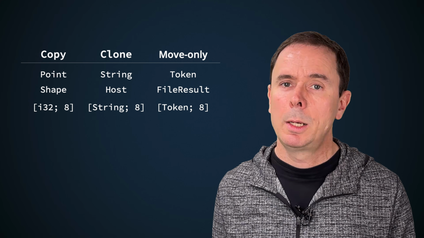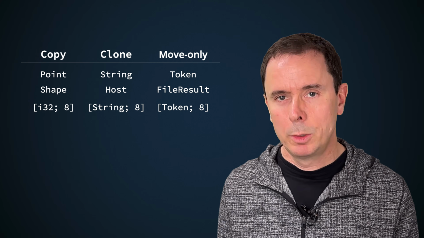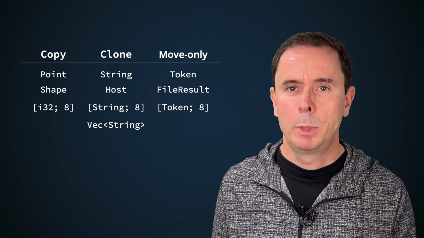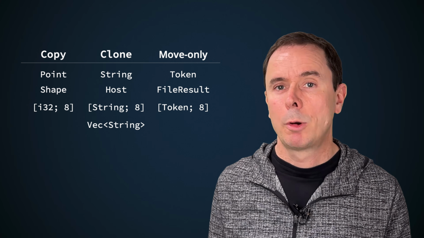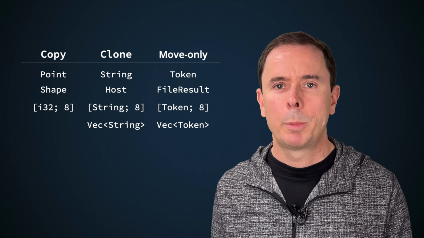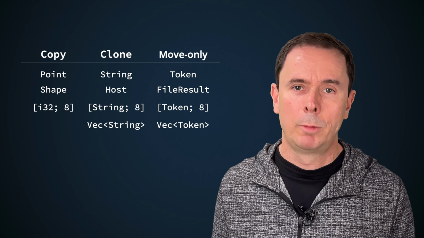A Vec can never be implicitly copied because it owns a heap allocation. But if the element type can be cloned, then the Vec can be explicitly cloned. That creates a new heap allocation and it clones all the elements. If the element type can't be cloned, then of course neither can the Vec.